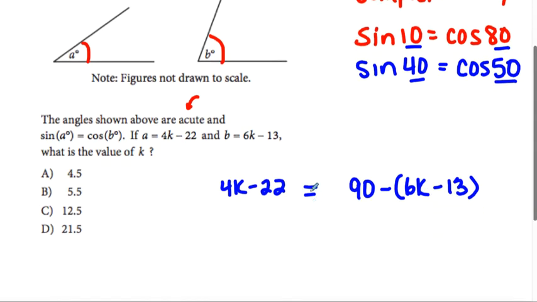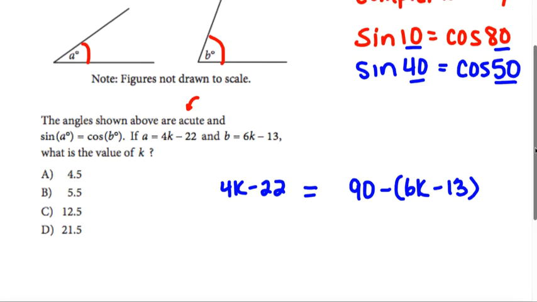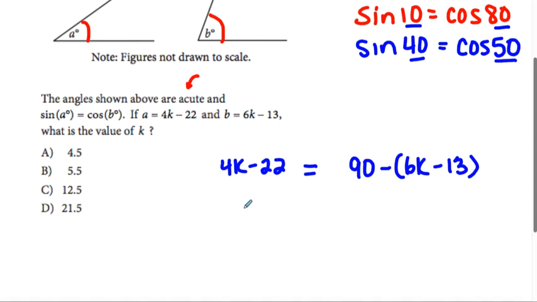I want you to be careful though. Look what I did to get the complement. I did 90 minus the quantity 6k minus 13. I put it in parentheses, because it's an entire expression that is being subtracted from 90. That's important. So now I can solve for k, because that's what it's asking me to find. So you've got 4k minus 22 equals 90 minus 6k plus 13.